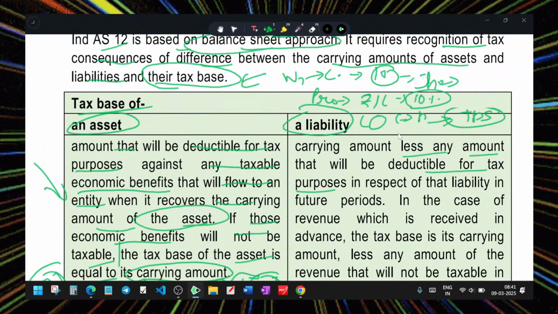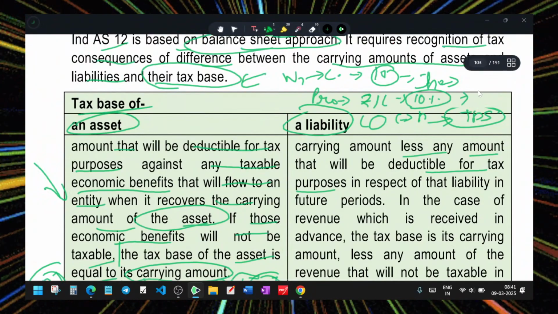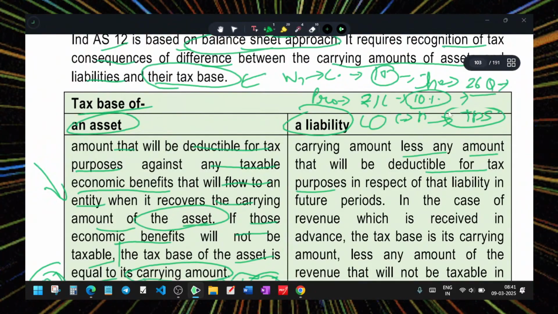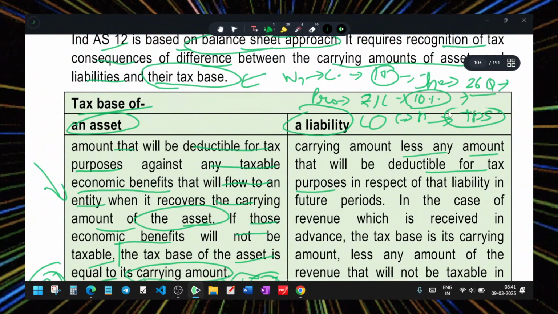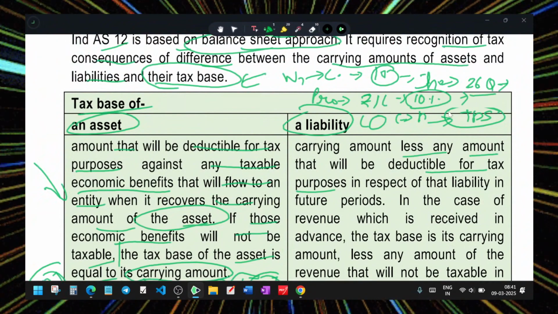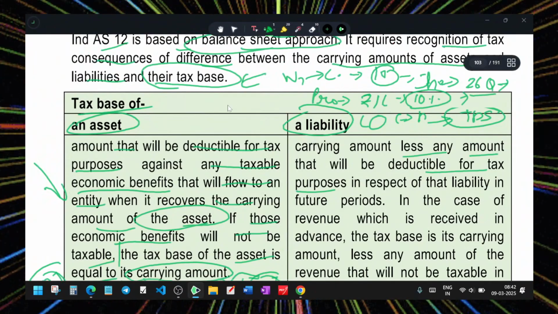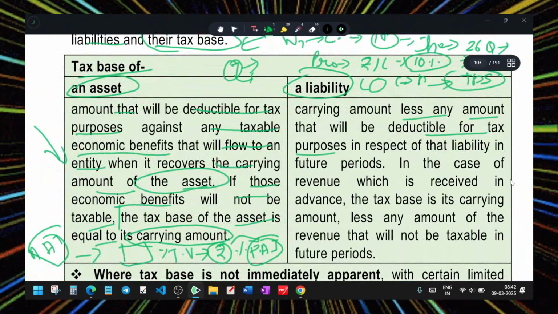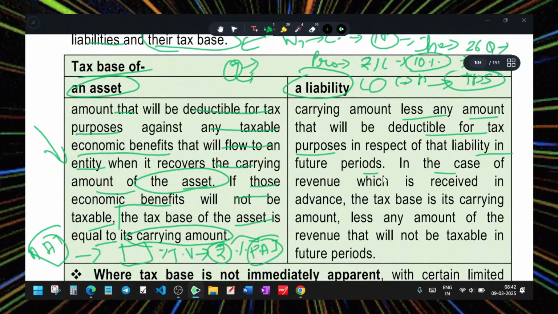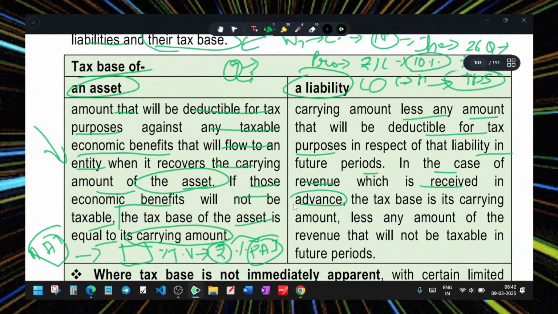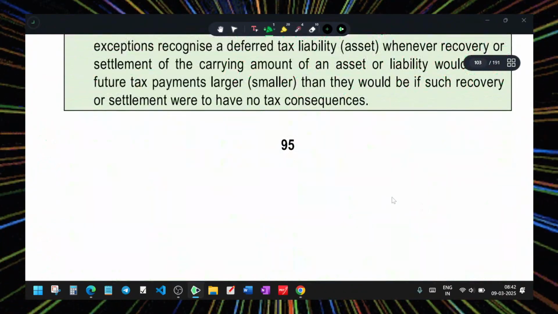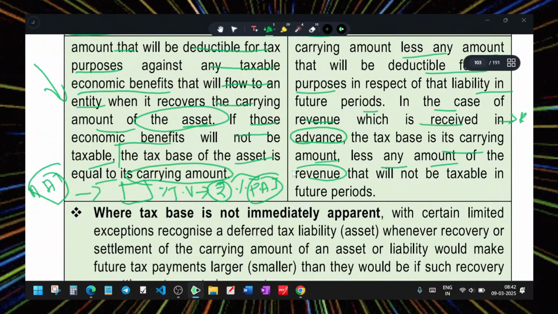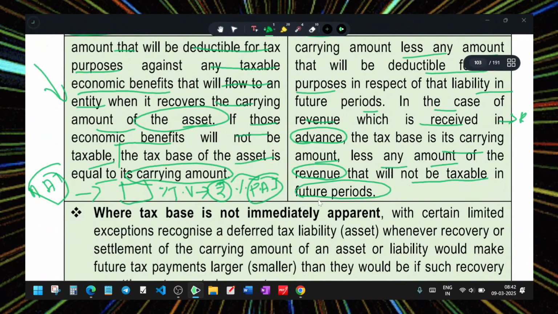In respect of the liability of future periods, because I need to file the 26Q form. For filing the form, what I need to do is deduct TDS, right? Yes. For the 26Q TDS filing, by the 7th of every month I need to remit the tax, right? In respect of a liability in a future period, in the case of revenue received in advance, the tax base is the carrying amount less the amount of revenue that will not be taxable in future periods.